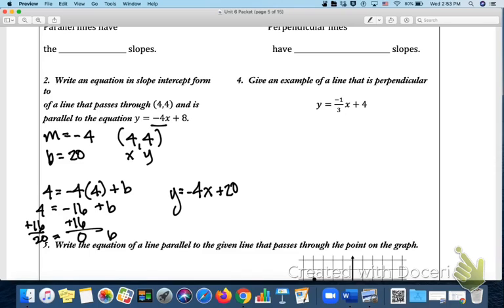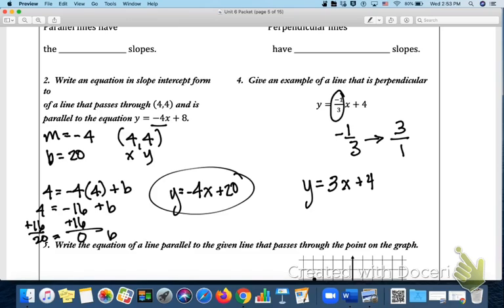Number 4, give an example of a line that's perpendicular. Okay, so our slope in this equation is -1/3. The opposite of negative would be positive. Reciprocal would mean we flip that over. So we're going to have a positive 3/1. Because this says to just give an example, I'm just going to plug in the slope 3/1 and choose any y-intercept or b value that I want.